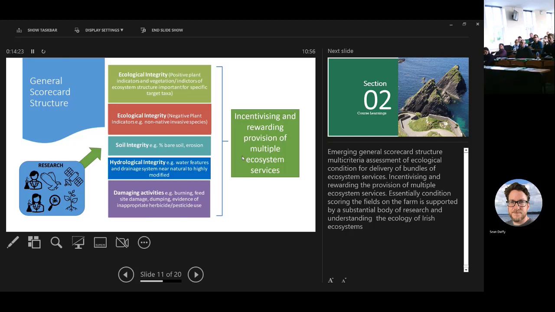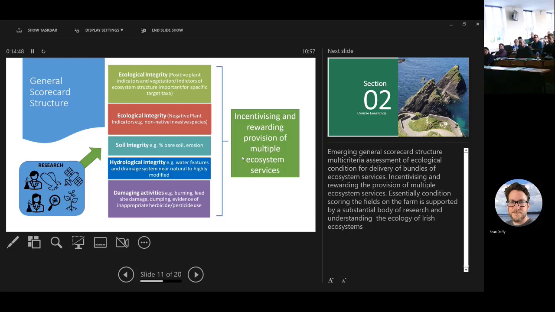And we know that the more bare soil we have, the more erosion. We're losing carbon from these situations if it's in poor condition, and generally speaking, the carbon is locked in if they're in good condition. And then we have issues around hydrological integrity, and these scores, whether their systems are near natural hydrological systems or highly modified systems, are in some of the scorecards. So these are incorporated in.